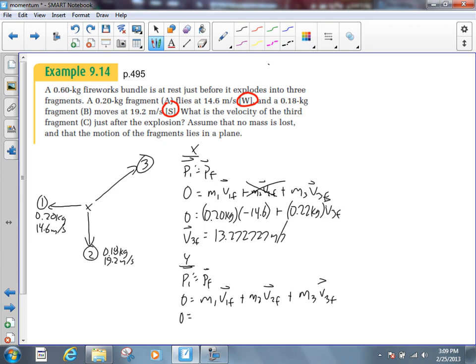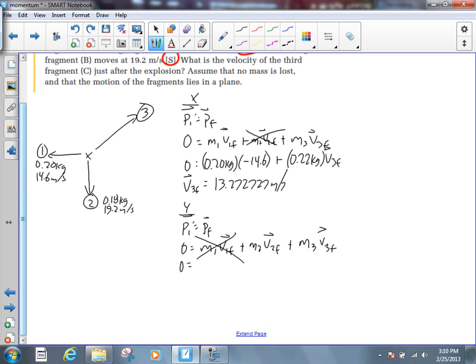M1 is 0.2 kilograms. What's V1F? Jordan, what's V1F? Yes, good. Exactly. We're covering that up, right? We're covering up everything that's not y. So if that means we're covering up object number 1, it has no velocity, at least in the y direction. Therefore, it has no momentum. So cross it off. M2 is 0.18 kilograms.